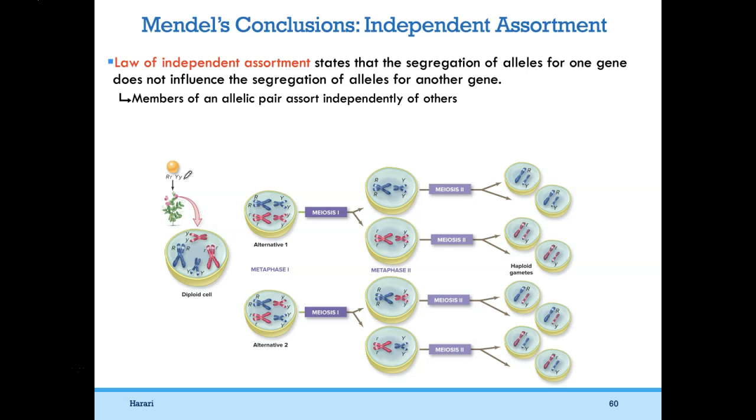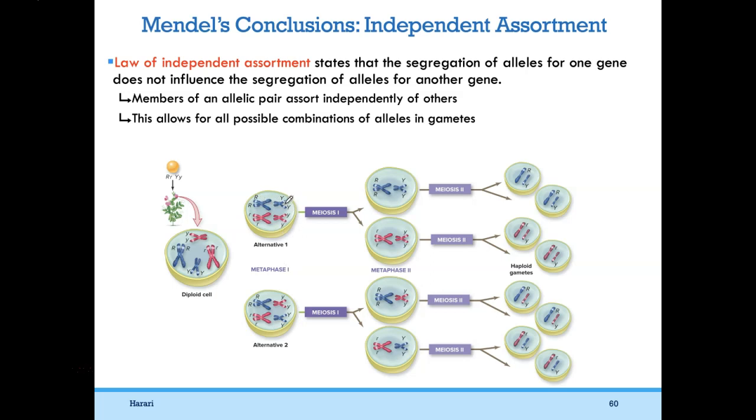Members of an allelic pair sort independently. So there's two ways to create diversity in meiosis in this case, right? We create a lot of possible combinations, because at metaphase 1, we know that there's random orientation of homologous chromosomes on the metaphase plate.